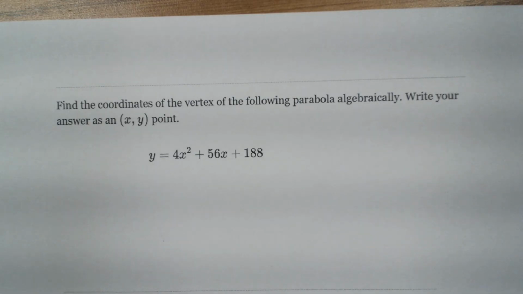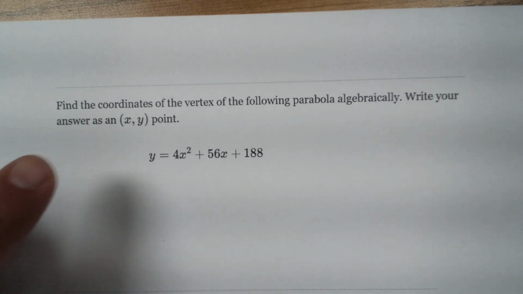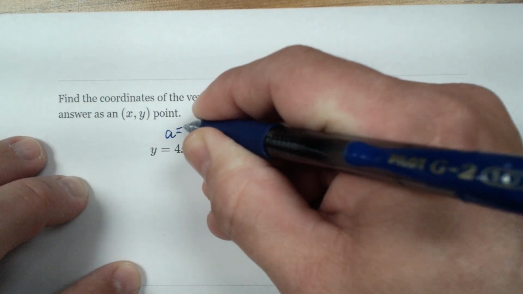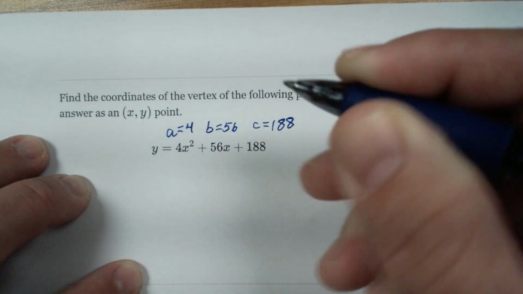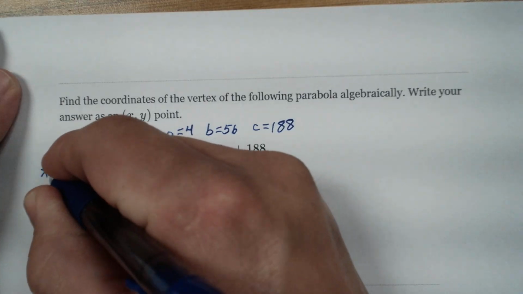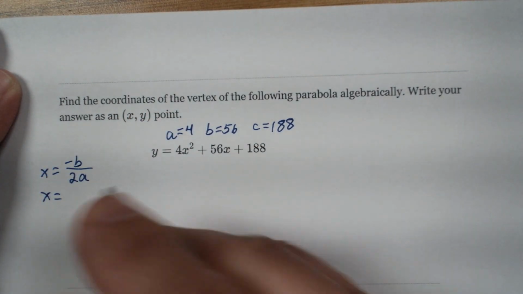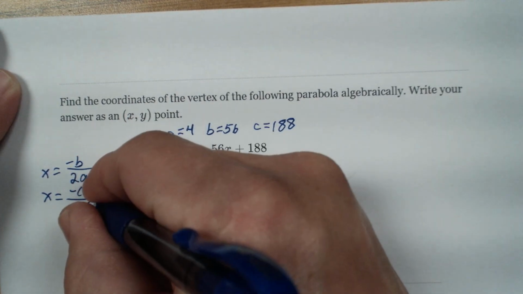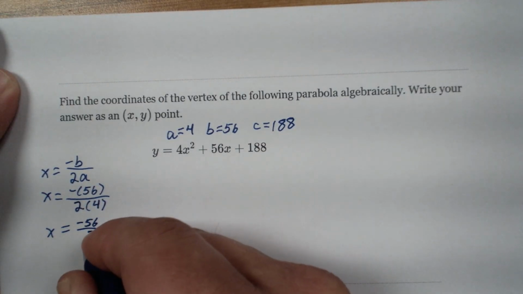So now we're going to take a look at a problem where we're going to find the vertex. Now really the first part of the problem is actually the same as what y'all just saw me do, because to find the x value, we're going to get that from the axis of symmetry. So a is 4, b is 56, c is 188, and what I can do is go ahead and do x equals negative b divided by 2a and get negative 56 divided by 2 times 4, which would be negative 56 divided by 8.